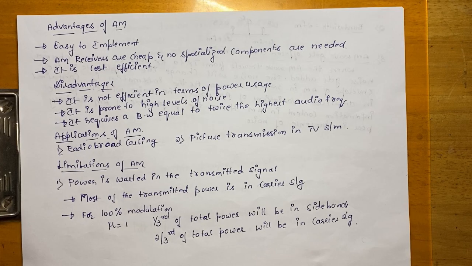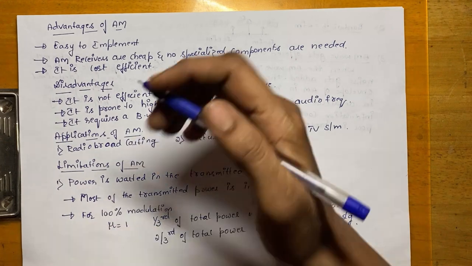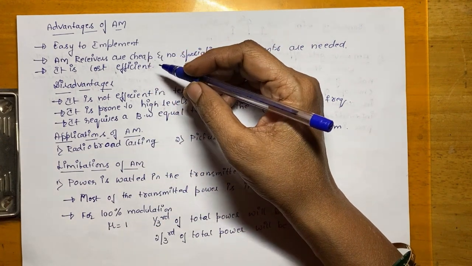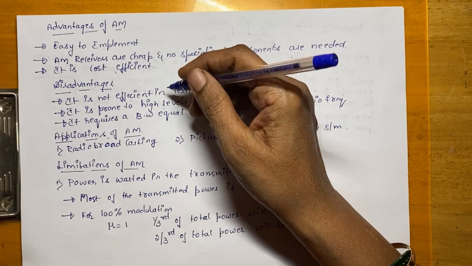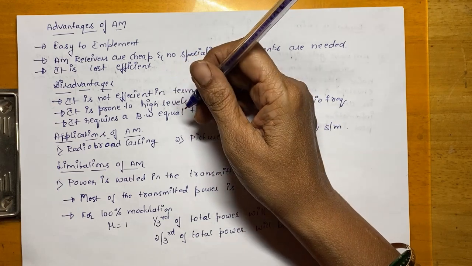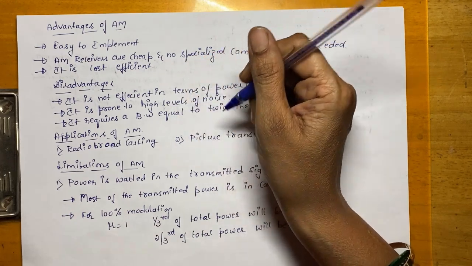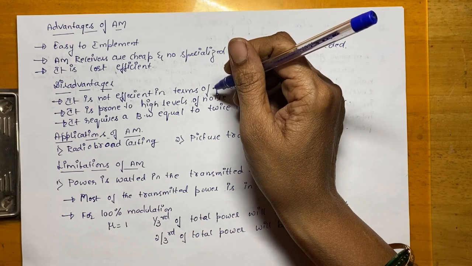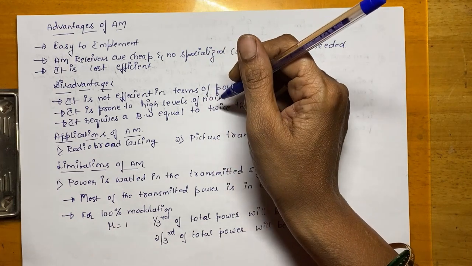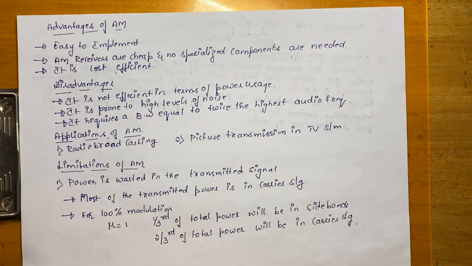After seeing the generation of AM as well as AM demodulators, now at the end we'll be looking at the advantages of AM. As we have seen, AM is very easy to implement, and the receivers are simple and cheap. So it is most cost effective. But there are some disadvantages in AM, that is in terms of power. And it is prone to high levels of noise. It requires a bandwidth which is equal to twice the highest audio frequency used.